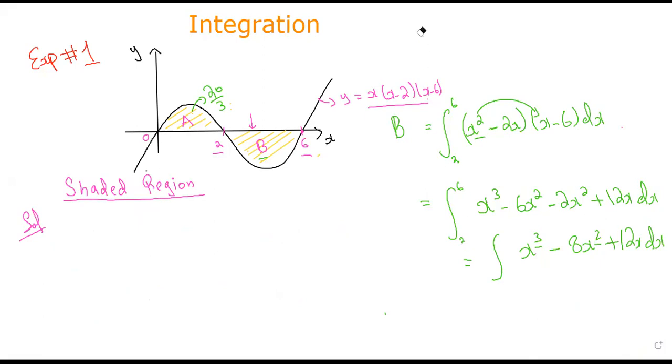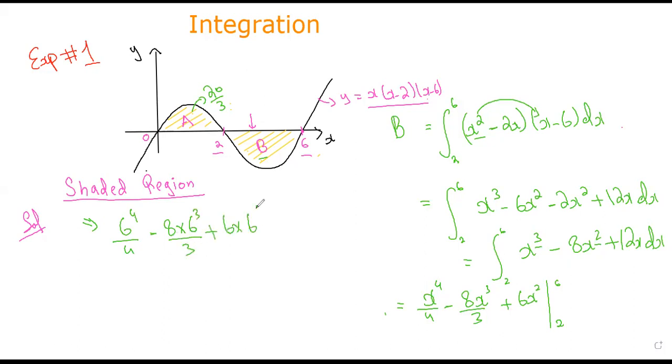Yes, very good, Aditya. Now it's correct. Okay, let's do it together. So this is x to the power 4 by 4 minus 8x cubed over 3, plus 6x squared. This is what we got after the integration, with limits 2 and 6. Now I'll plug in 6 first, and that would give me 6 to the power 4 over 4 minus 8 into 6 cubed over 3 plus 6 into 6 squared.